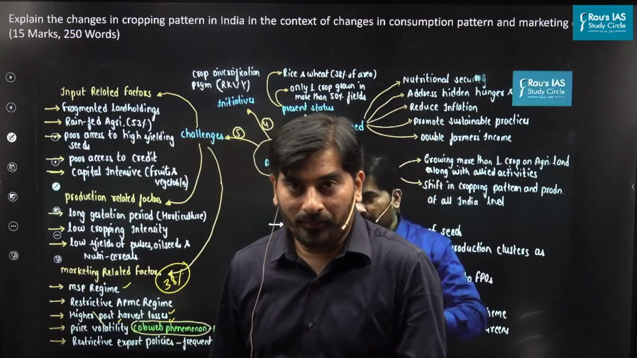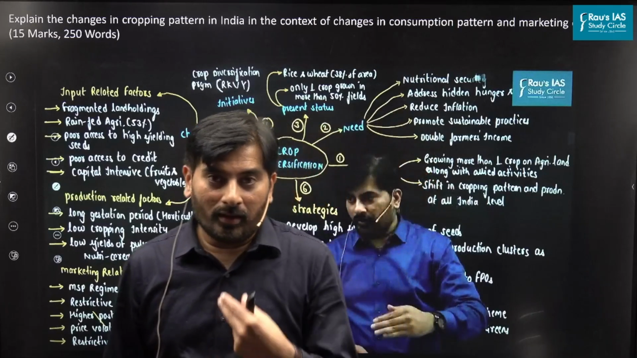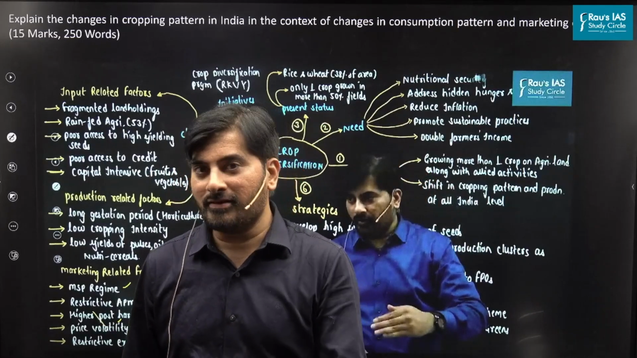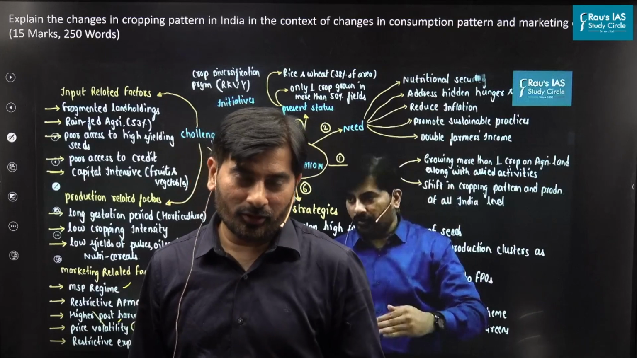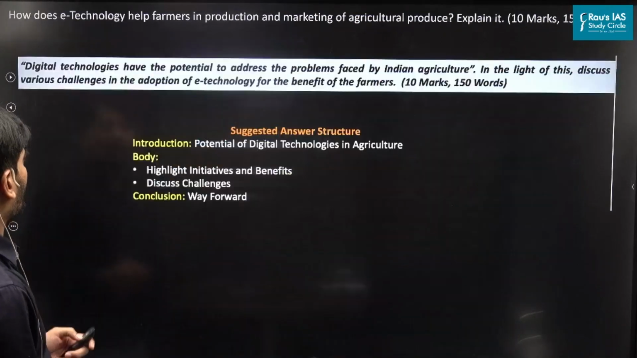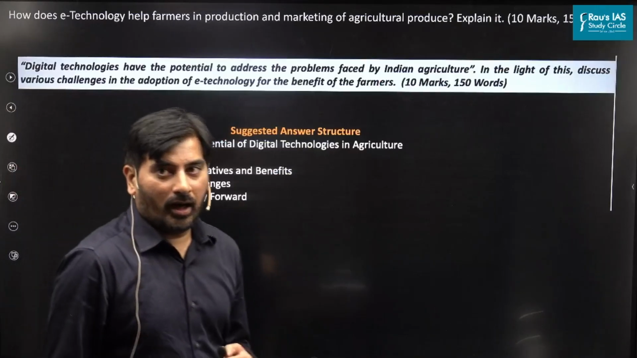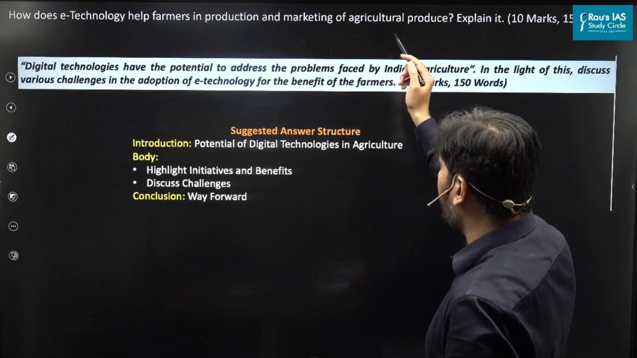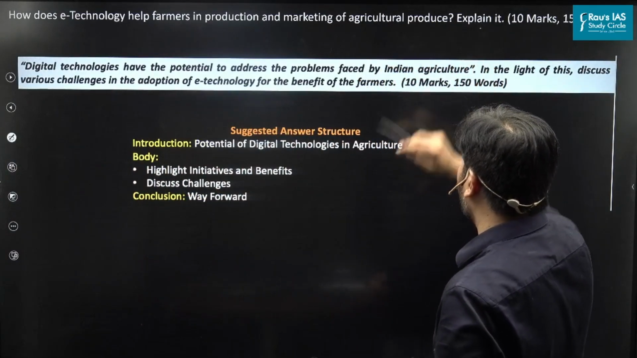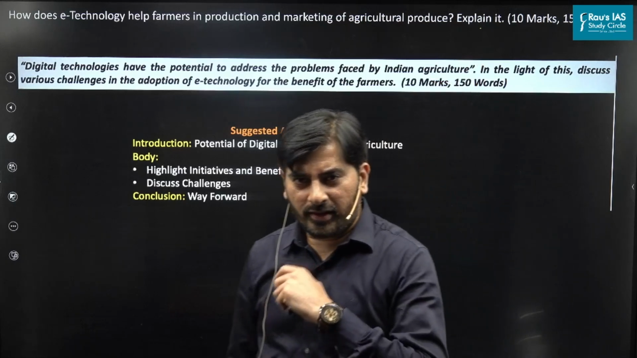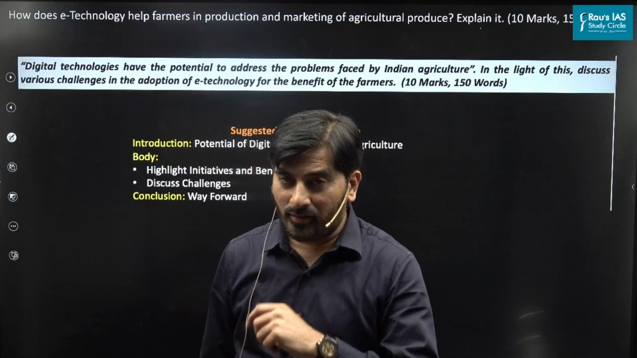So this is how, based upon the understanding that you get in the mains revision classes, you could have written an answer related to this particular question on cropping pattern in India. Let's take up our next question. How does e-technology help farmers in production and marketing of agriculture produce? Explain it. I would say this to be a very straightforward and an easy question.